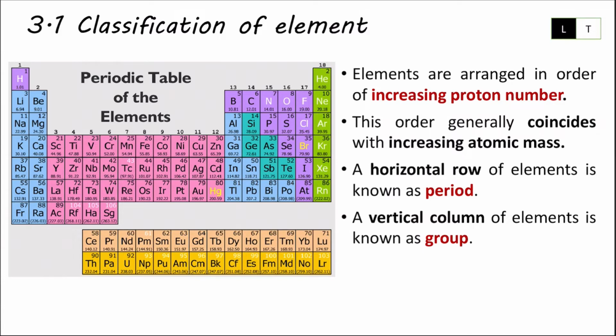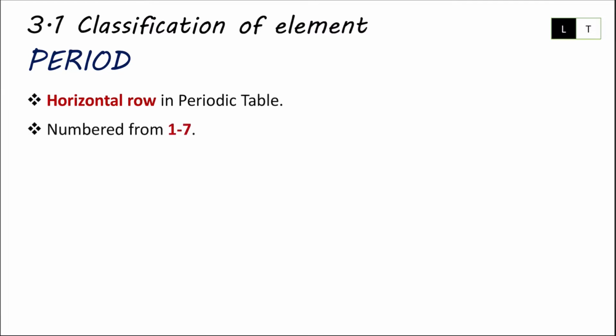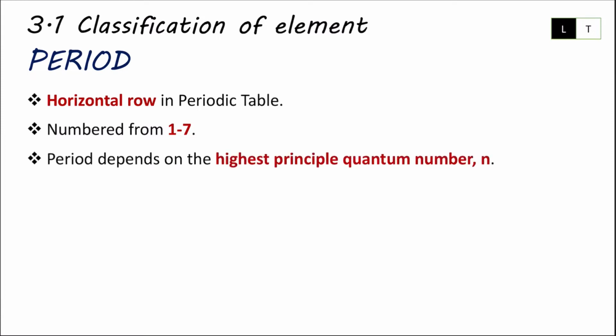In this part, there are three terms that you have to know: period, group, and block. I'm going to explain them one by one. Let's focus on period. Period is the horizontal rows of elements in the periodic table, where we have period 1 until period 7. So how do we determine the period? Period depends on the highest principal quantum number n. I hope you still remember about this.